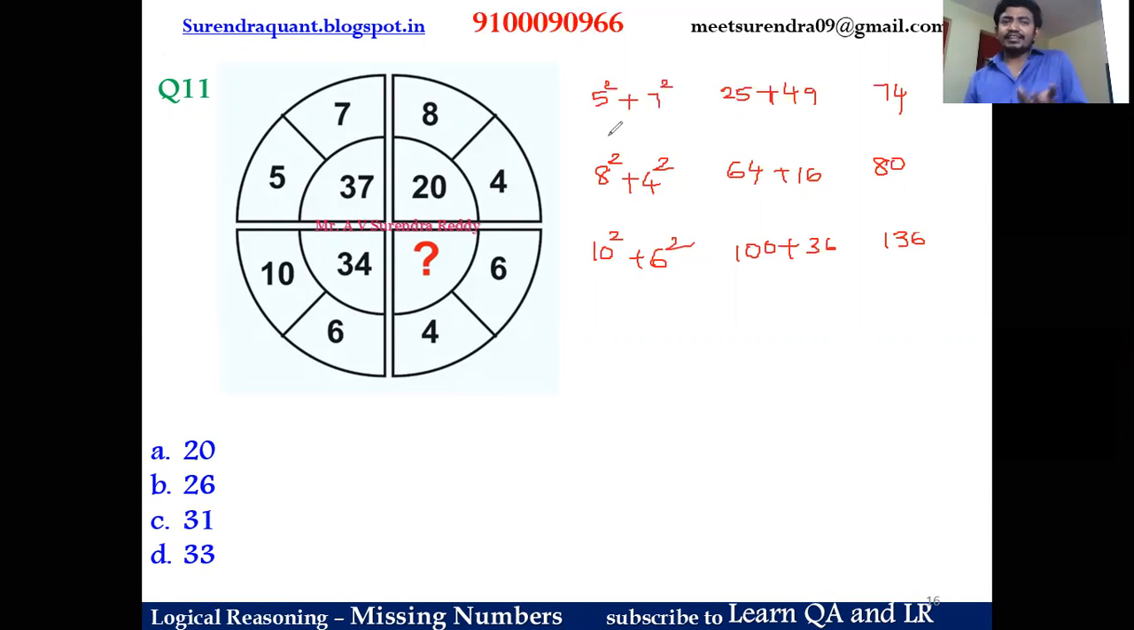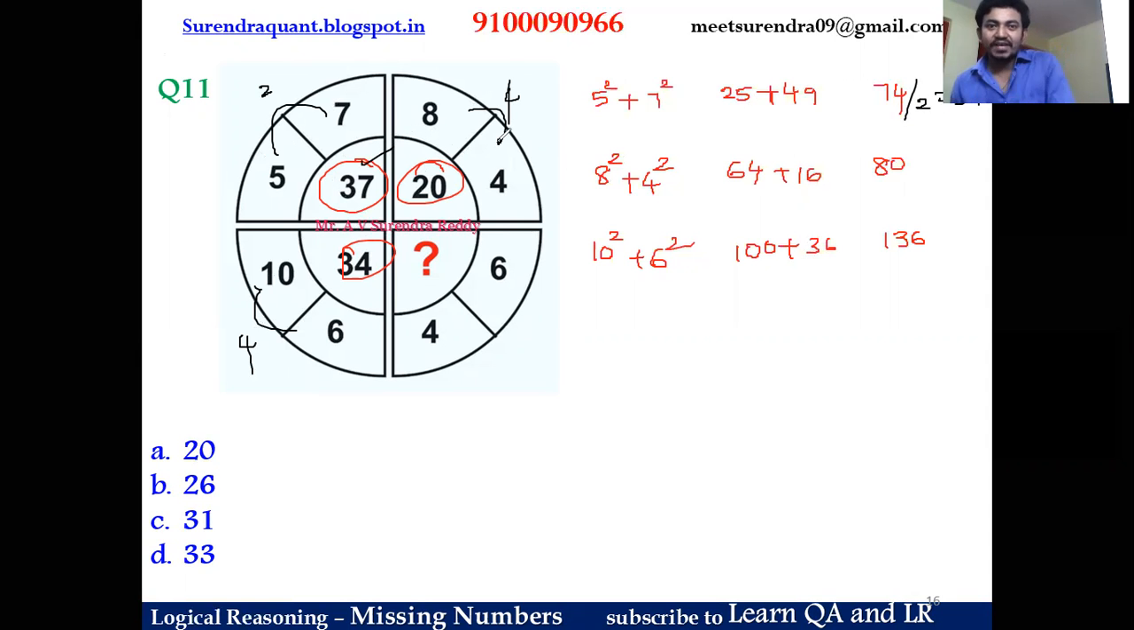Now, how do you generate the numbers 37, 20, 34? To get that, take the difference of these two numbers. The difference is 2. The difference is 4. The difference is 4. So you got the sum of squares, right? Divide the sum of squares by the difference. Here the difference is 2, right? So 74 by 2 is 37. And that is what you got here.